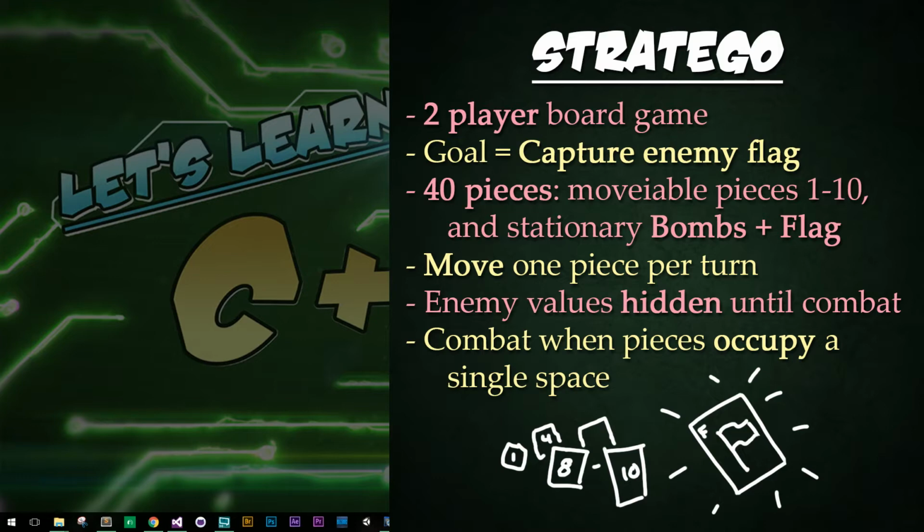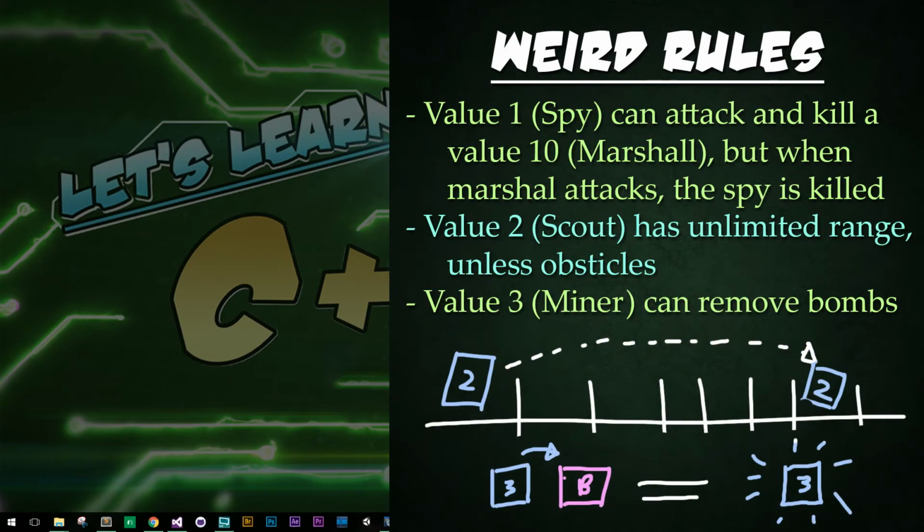When one piece combats another on the board by occupying the same space, the higher value of the two wins. Each player may only move one piece on their turn, and that piece may only move to an unoccupied space or into the same space as an enemy to combat.